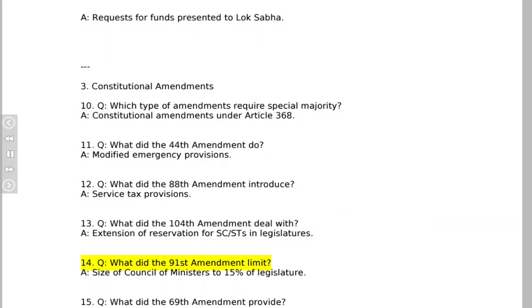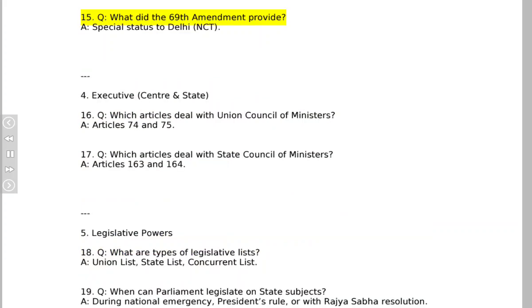14. Q. What did the 91st Amendment limit? A. Size of Council of Ministers to 15% of legislature. 15. Q. What did the 69th Amendment provide? A. Special status to Delhi NCT.